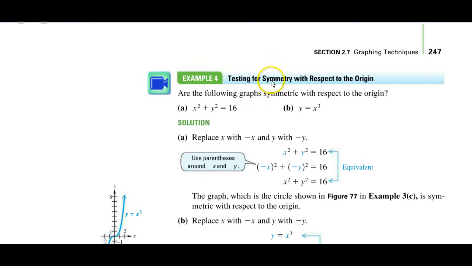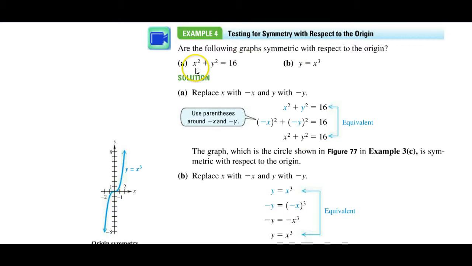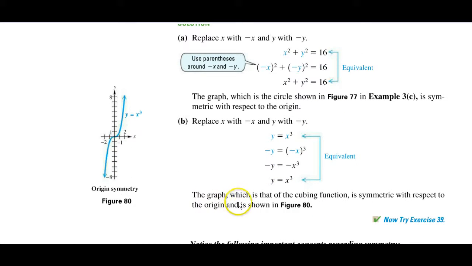Now, testing for symmetry with respect to the origin. Well, we knew this was the circle above, so that does show symmetry in regard to the origin. Now, for this one is this graph that we had seen earlier. Does this show symmetry in regard to the origin? And it says it is symmetrical with respect to the origin.